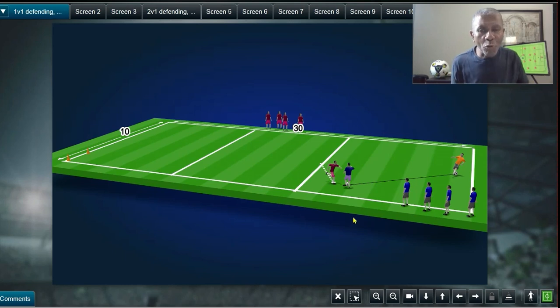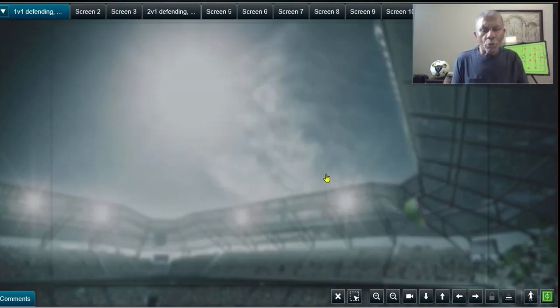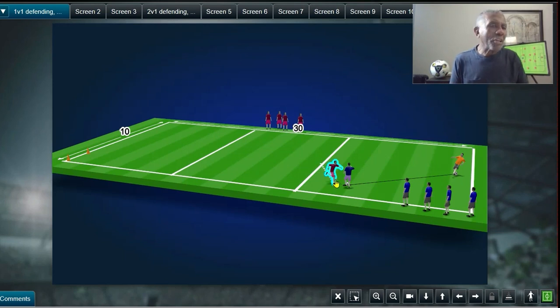And the fourth is composure. He doesn't have to overcommit, because this attacker is going to have to dribble 21 yards minimum here to go there, because each of these is 10. So we've got 22 probably. So he has to be patient.